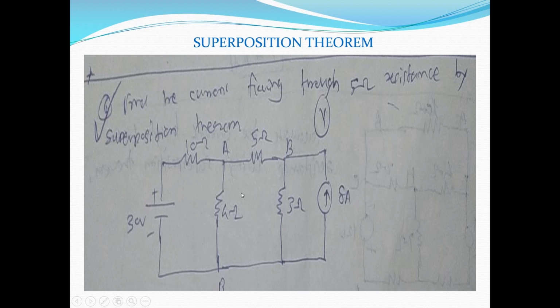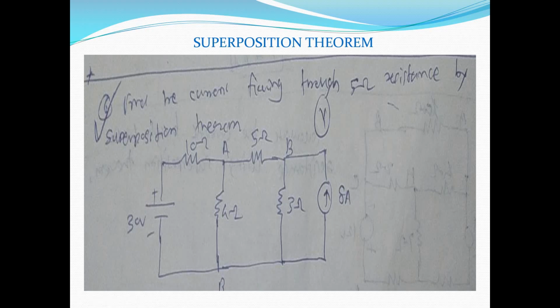And in step 3, as per the superposition theorem, the current flowing through the 5 ohm is equal to the algebraic sum of responses due to the individual sources. That means I suffix 5 ohm is equal to I 5 ohm dash plus I 5 ohm double dash, and we'll get the current flowing because of both the sources by the superposition theorem.